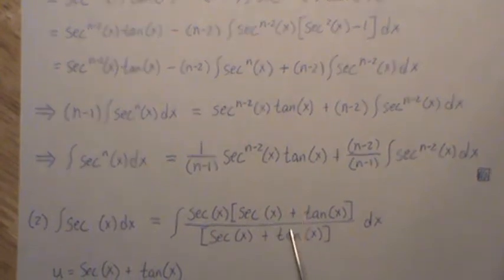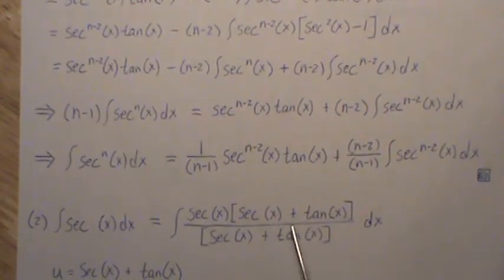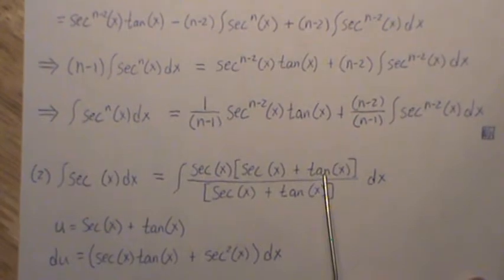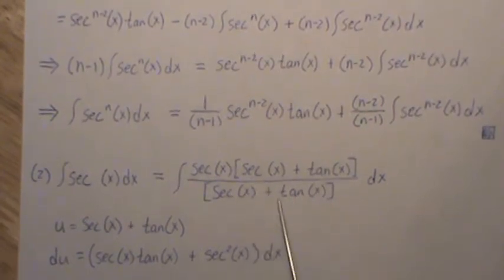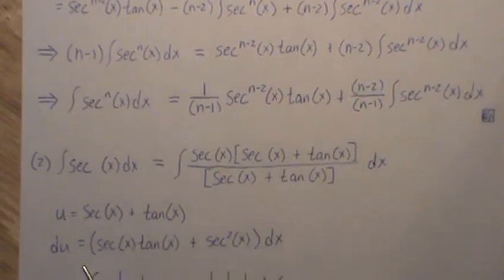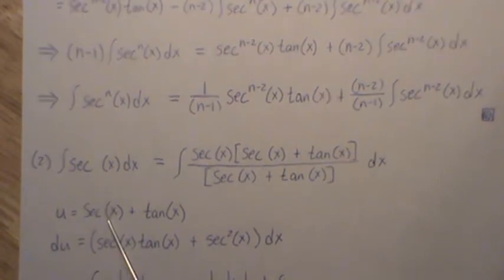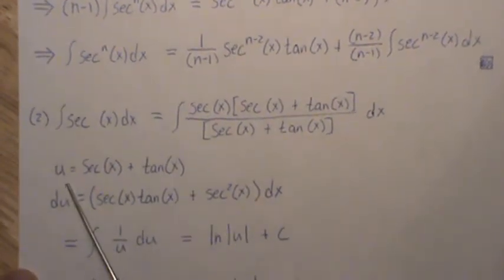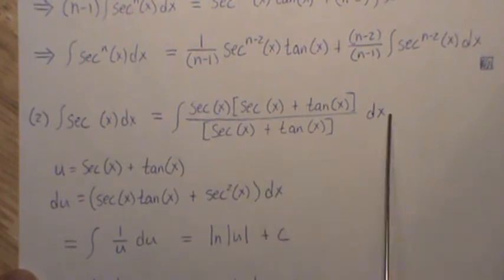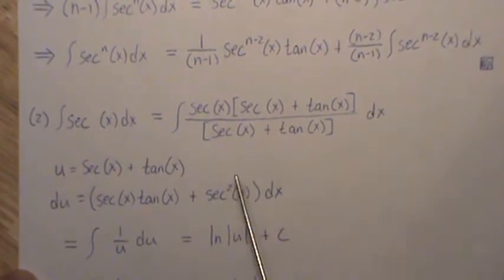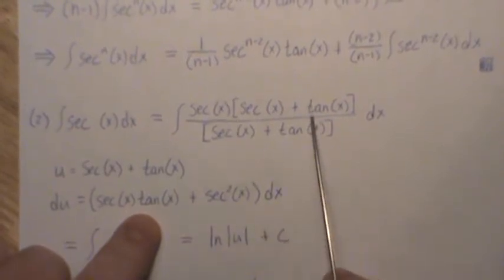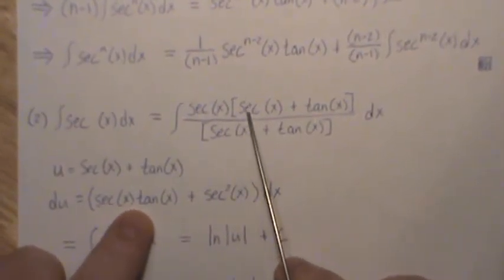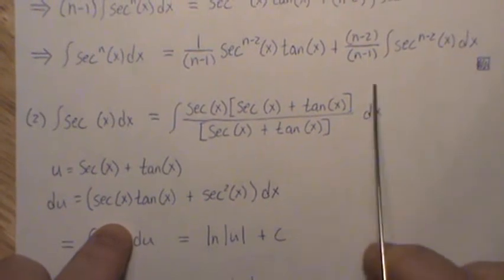So what we do is we multiply it by 1. So we multiply and divide by the same quantity. And then we let u equal that quantity. So du would be, derivative of secant is secant tangent, derivative of tangent is secant squared, dx. So then we substitute u in here. And then this dx. Notice that secant times tangent is this, and then secant squared is this. So this is the numerator.